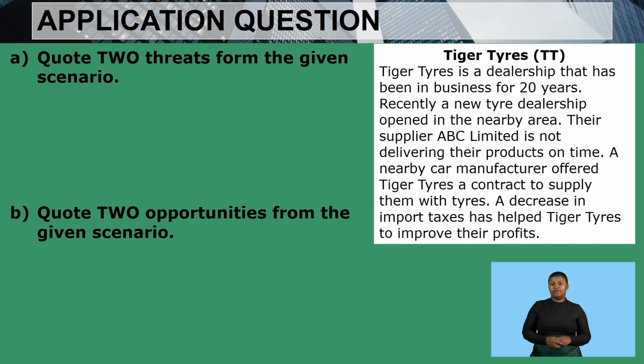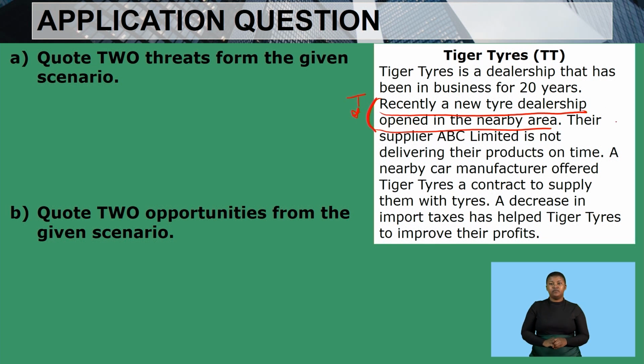So for question A with the 2 threats, let's go to our scenario and take it sentence for sentence. So the first sentence is only an introduction. Tiger Tires is a dealership that has been in business for 20 years. Then the sentence continues. Recently, a new tire dealership opened in the area. So this is a new competitor. And this can, of course, be seen as a threat. So this is our first threat right there.